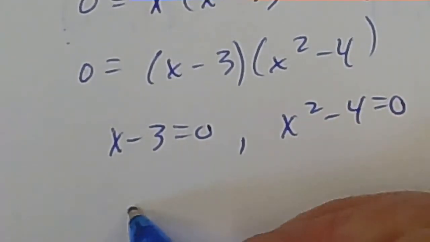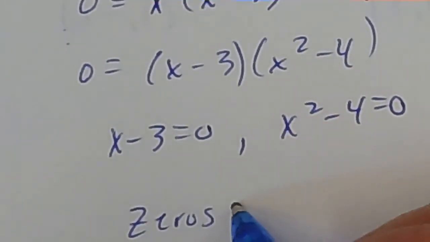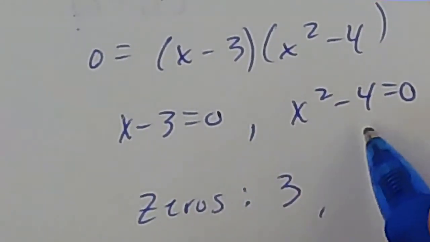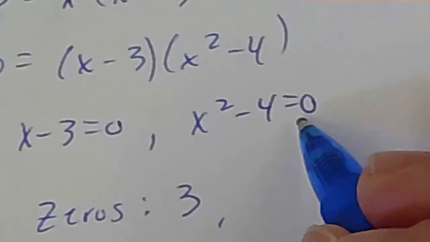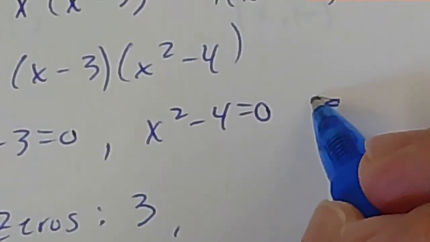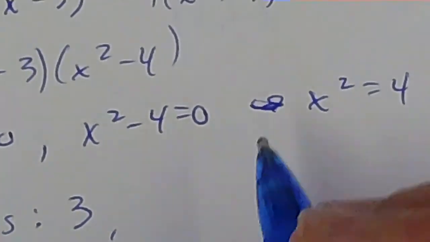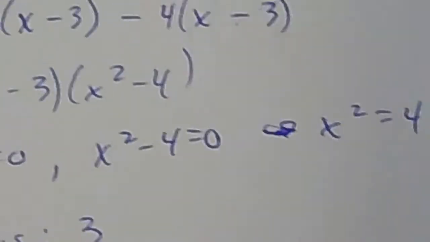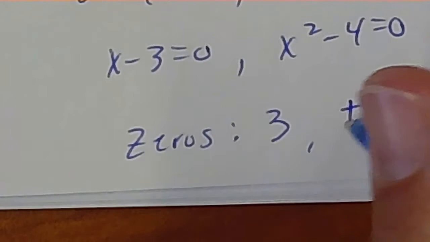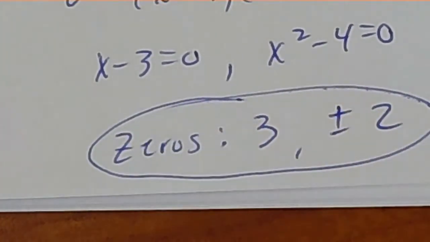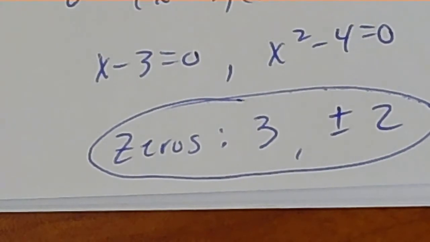And solve them. So my zeros are, I get positive 3 here. And here, once I add 4, I don't know if you can do that in your head or not, but if you add 4, we get x squared equals 4, and then take the square root of both sides. So plus or minus 2. So zeros are 3, and plus or minus 2 for our final answer. Okay.